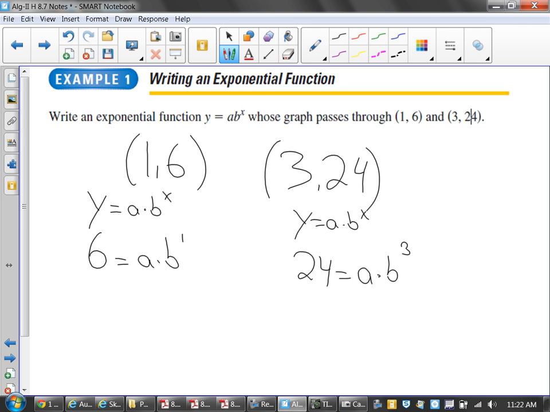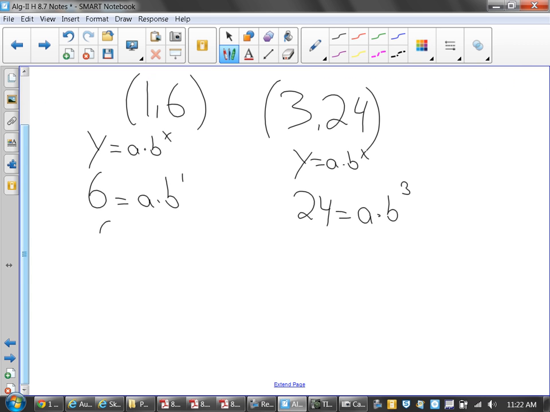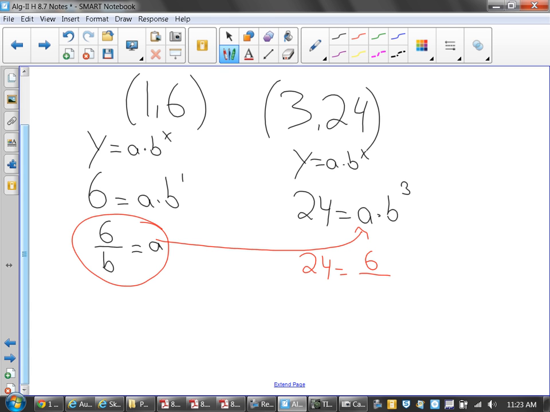Are we okay with that? Just direct substitution? All right. Let's take the equation on the left and solve it for a. Let's get a by itself. I get 6 divided by b is a. Do you agree? Is it all right that I got rid of the singular exponent for 1? Now comes substitution. Since I know what a is, I'm going to substitute in here, and I'll get 24 is 6 over b times b cubed.